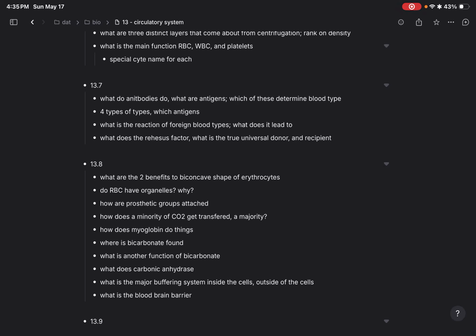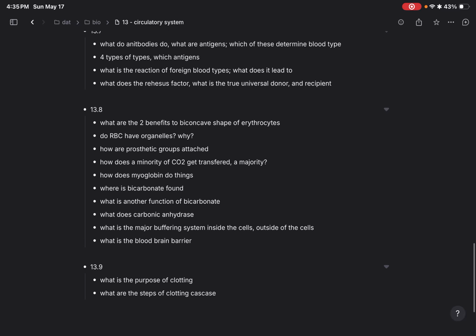So now this brings us to the question, which antibodies does each one have? In a human body with antigen A, they're going to have B antibodies. With antigen B, they're going to have A antibodies. And then blood type O, they have no antigens, so they're going to have anti-A and anti-B antibodies. And so what is the reaction to foreign blood types? It's called agglutination. What does it lead to? It leads to clots, and it's really dangerous. That's why in blood transfusions it's really important to know which type is which.